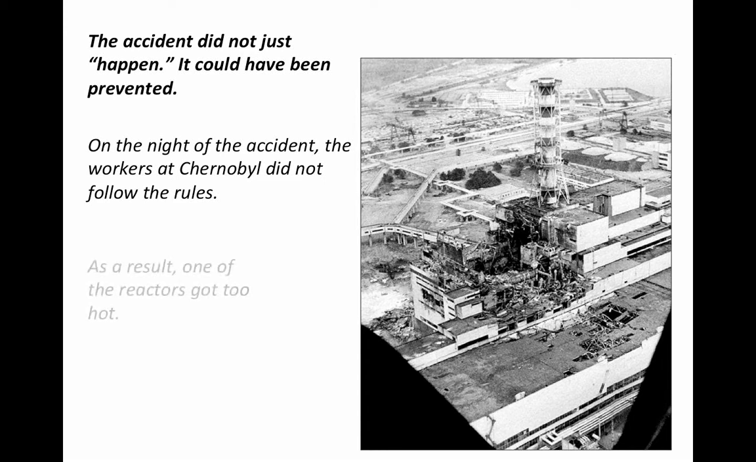As a result, one of the reactors got too hot, and this is what caused the Chernobyl power plant to explode. The explosion started a fire that quickly came out of control. In this picture, you can see how the Chernobyl buildings were totally destroyed. This was all caused by the fire and the explosion.